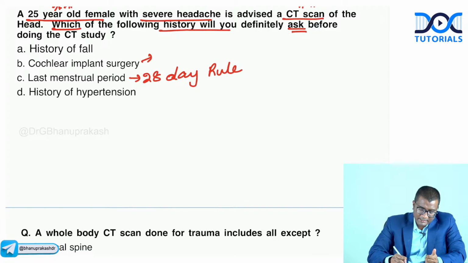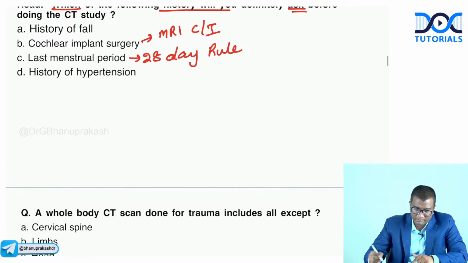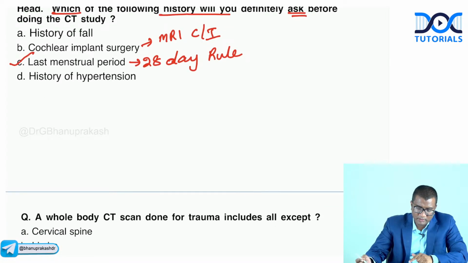And the cochlear implant, this is relevant for MRI. MRI will be contraindicated in a patient with a cochlear implant, right? So please remember the answer should be last menstrual period.